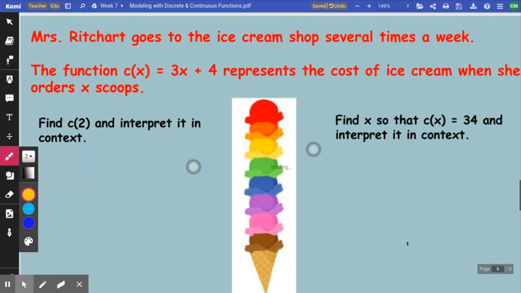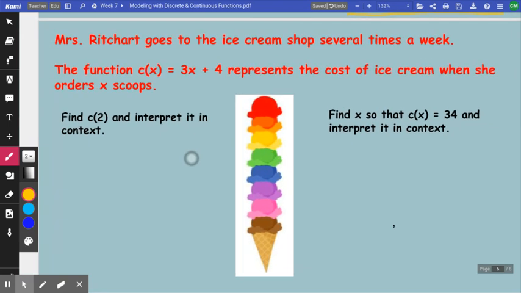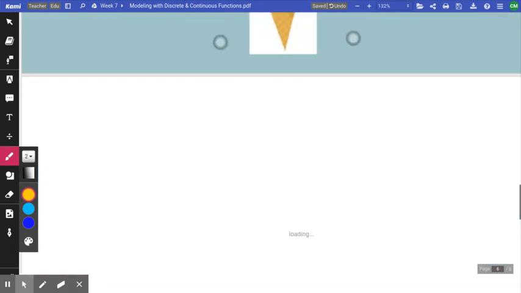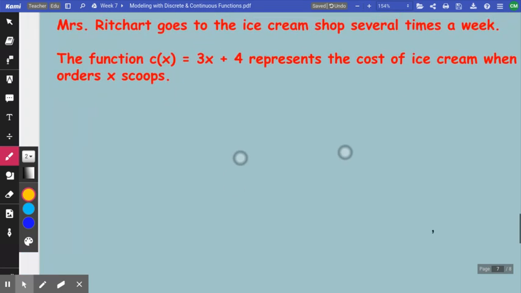The next one says Mrs. Richard goes to the ice cream shop several times a week. The function c of x equals 3x plus 4 represents the cost of ice cream when she orders x scoops. So the first part of this over here on the left says find c of 2 and interpret it in context. The second part says find x so that c of x equals 34 and interpret it in context. So on the next slide, I have that done here.